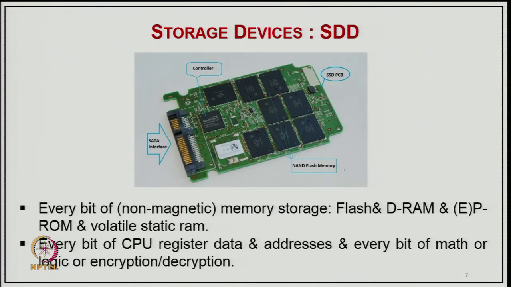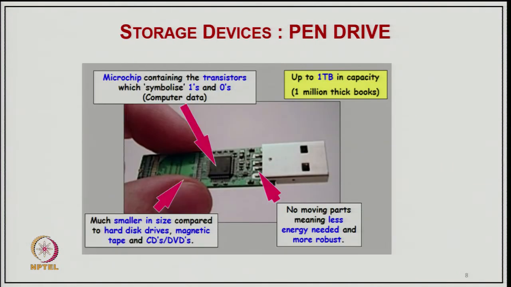Then the storage devices, like every bit of your non-magnetic memory storage, flash or DRAM or EEPROM for volatile, static RAM, they all use BJT, and every bit of your computing processing unit CPU register data and address, for every bit of the math or logic for encryption and decryption, we use all these BJT as a basic unit.